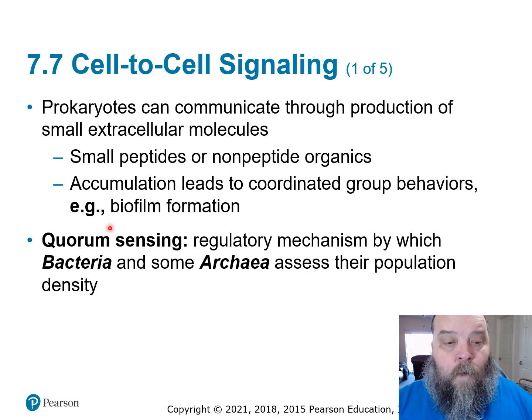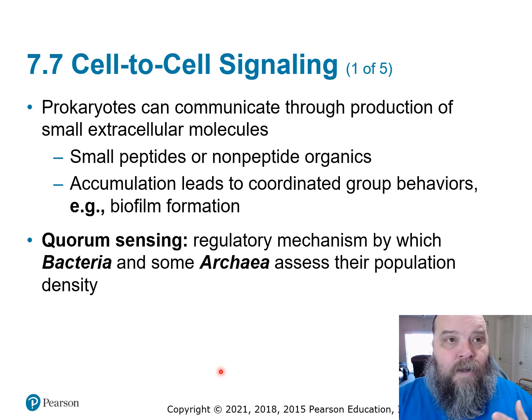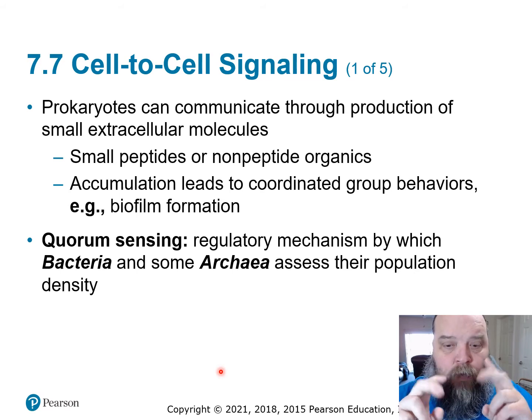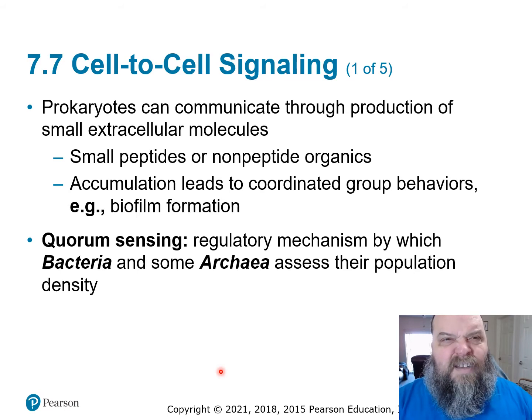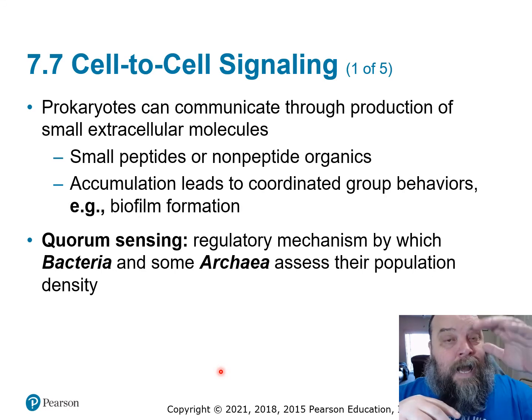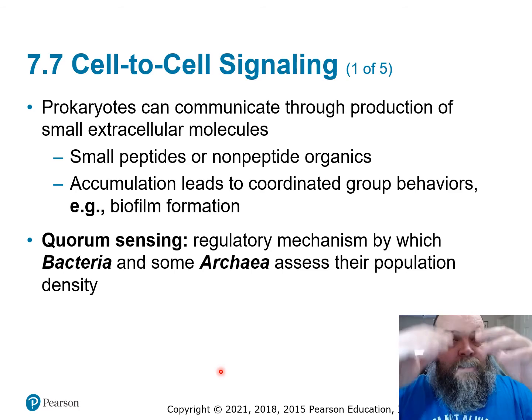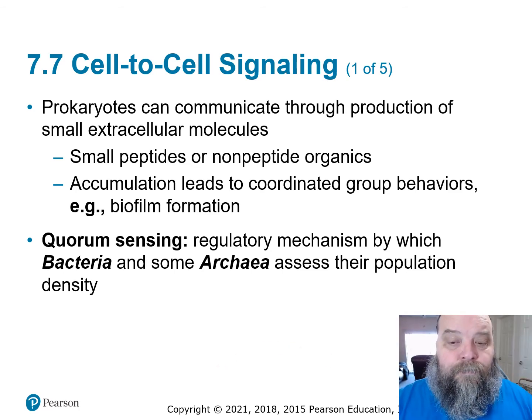We refer to this as quorum sensing. Okay, it's a regulatory mechanism used by both bacteria and archaea and some unicellular eukaryotes. It allows the cells to know, quote unquote know, or as your textbook calls it, assess population density. Low density of cells, low concentration of these quorum signals. High density, high numbers of cells in the population, high concentration of these signals.